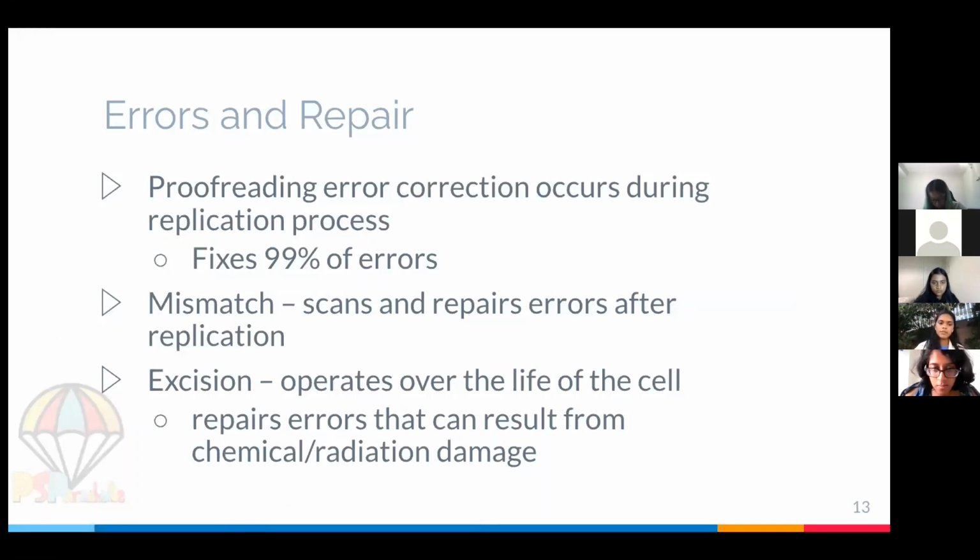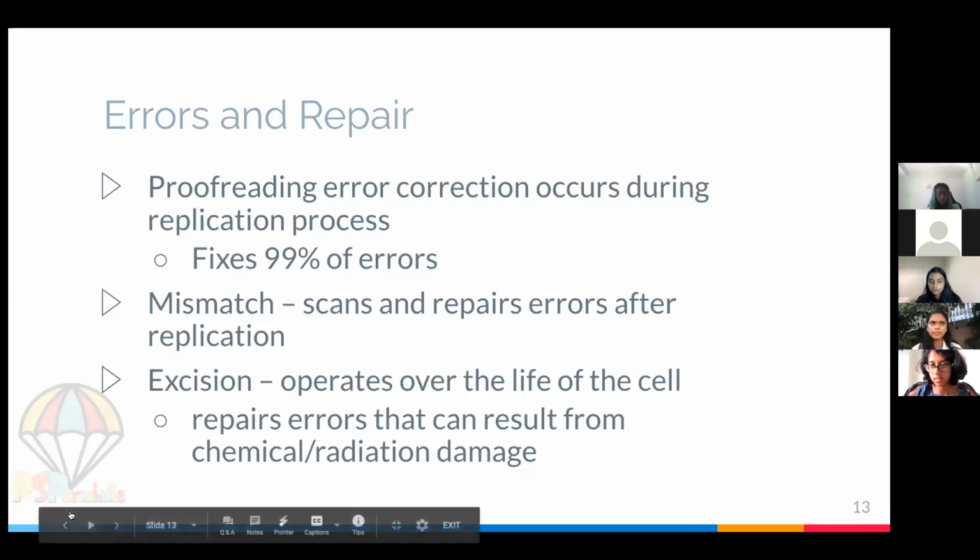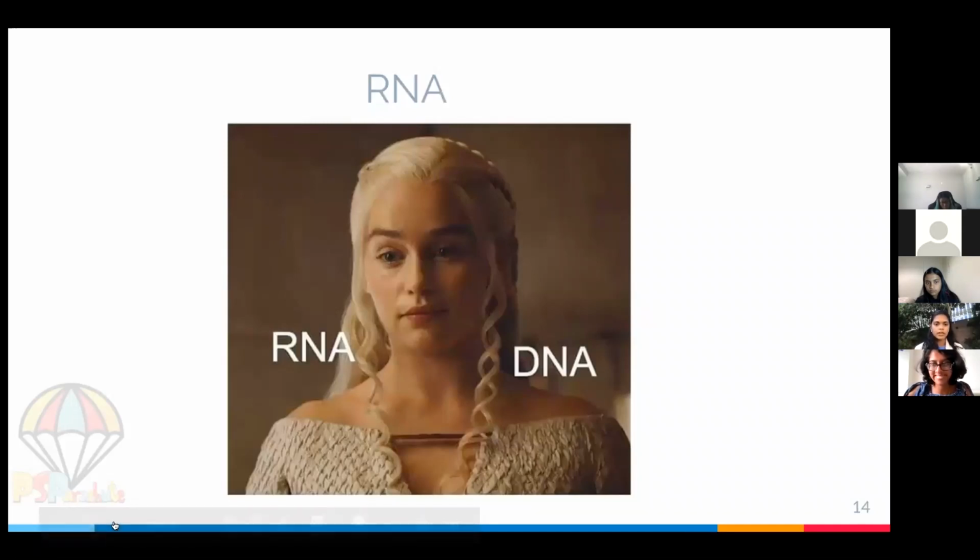And then there's the mismatch, which is the type of repair that happens immediately after replication. And then there's excision, which happens over the lifespan of the cell, and that can help with fixing errors that are the result of chemical or radiation damage. Moving on. RNA.